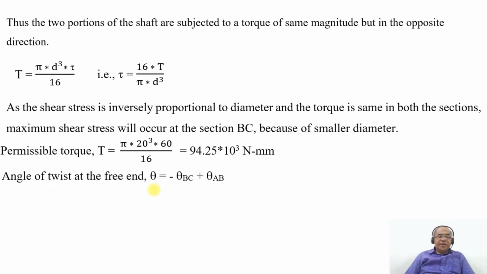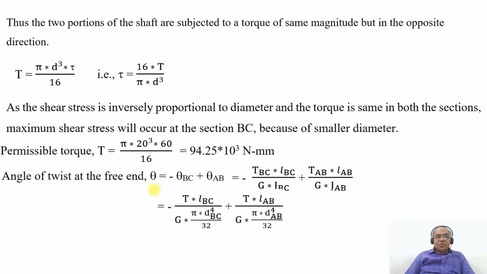So the angular twist at the free end, theta, will be equal to minus theta BC, because of the counterclockwise direction, plus theta AB. So that will be equal to minus TBC into LBC divided by G into JBC, plus TAB into LAB by G into JAB. Therefore, that will be equal to minus T into length of BC divided by G into pi D to the power of 4 BC by 32, plus T into length of AB divided by G into pi into D to the power of 4 AB by 32.